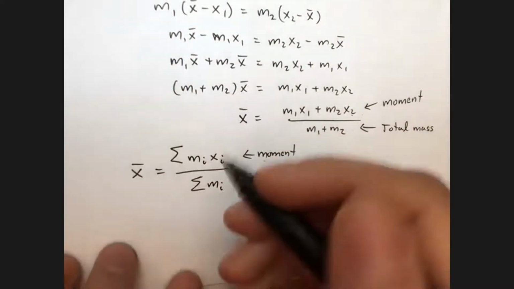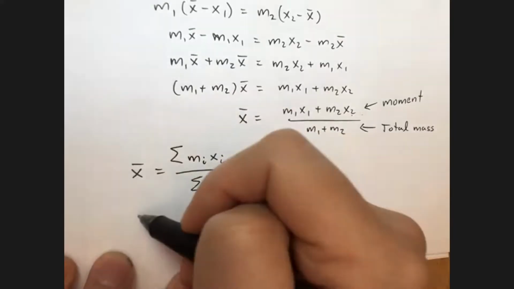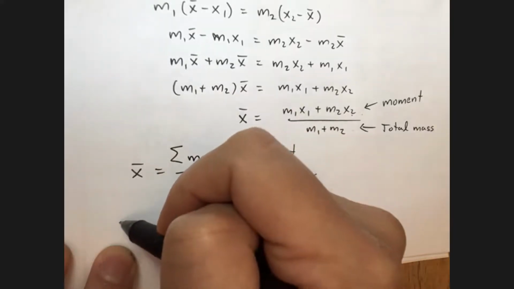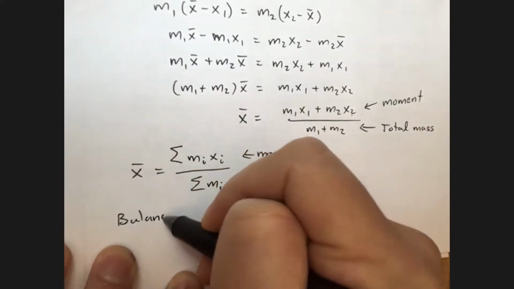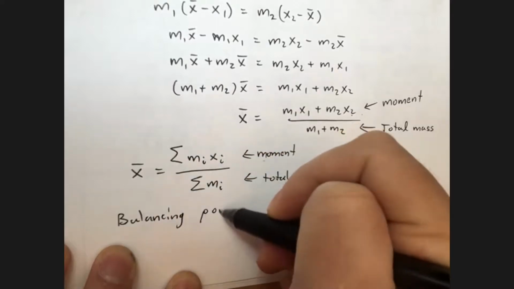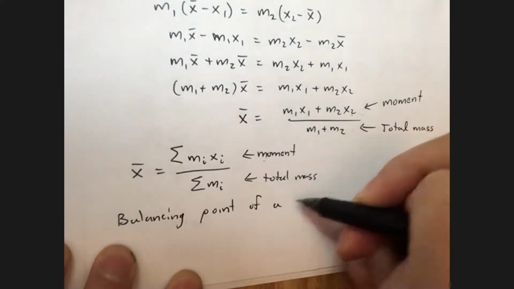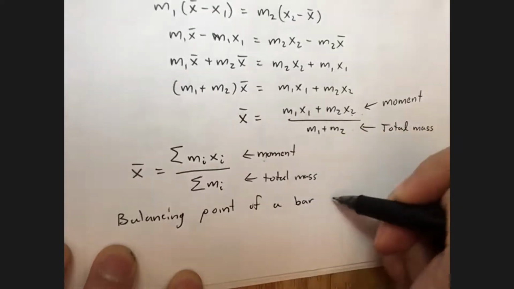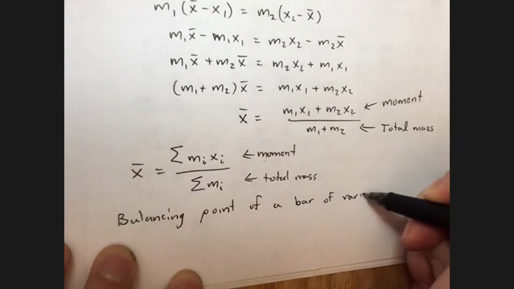And so we can think about that situation. We can think about the balancing point of a bar of varying density.